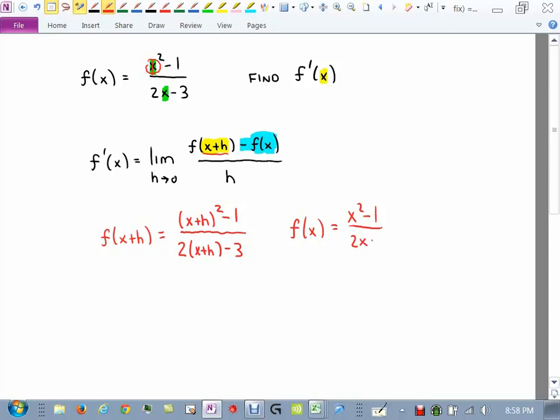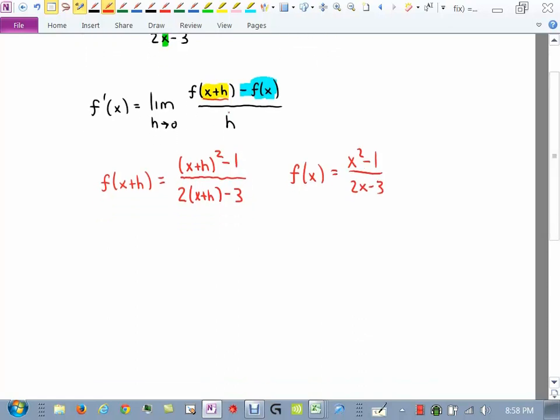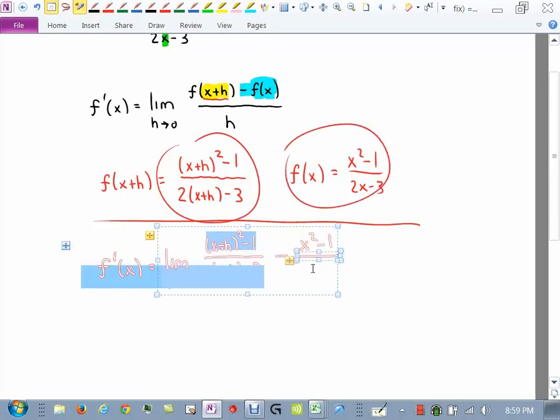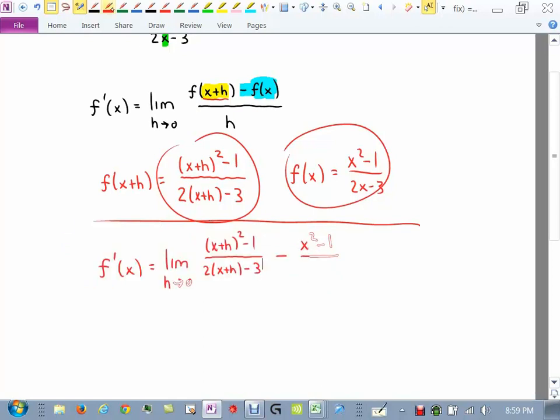So here we go. The derivative of f at x is equal to the limit as h approaches 0 of this ugly thing, x plus h squared minus 1 over 2 times the quantity x plus h minus 3. Then subtract from that f of x, which is x squared minus 1 over 2x minus 3. Then divide all of this by h. Now, if you let h go to 0 right now, you're going to get 0 over 0, which means that we have to do some algebra before we can do any of this.